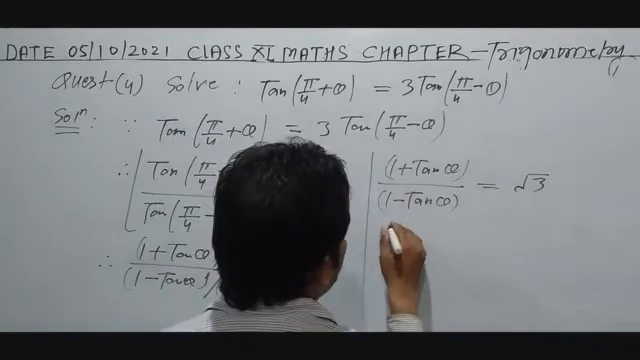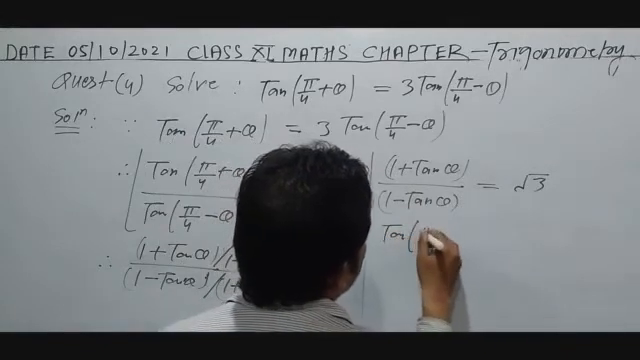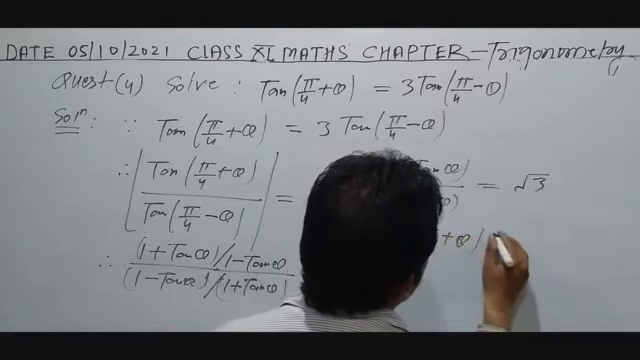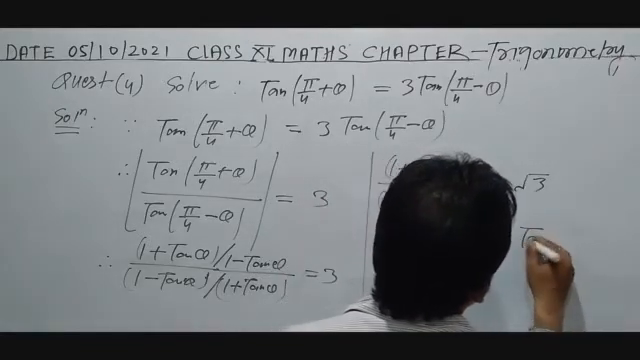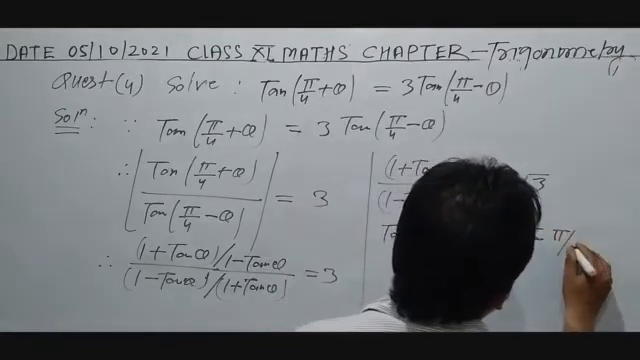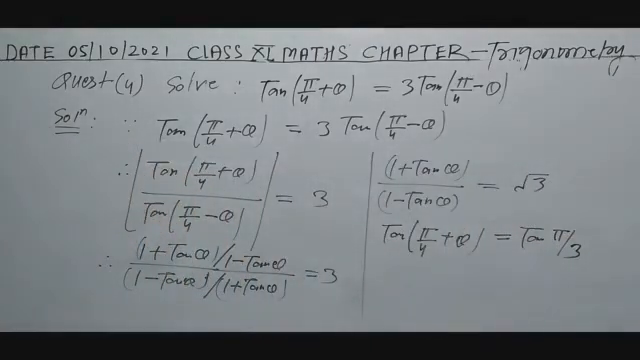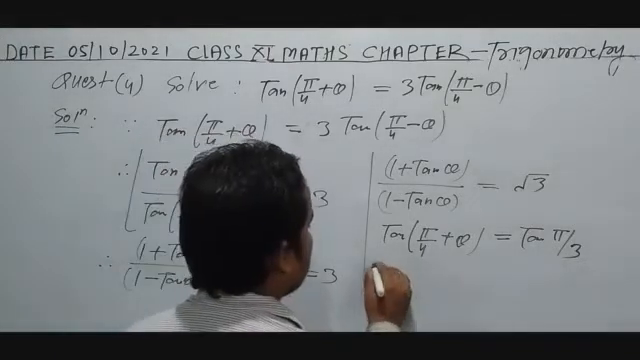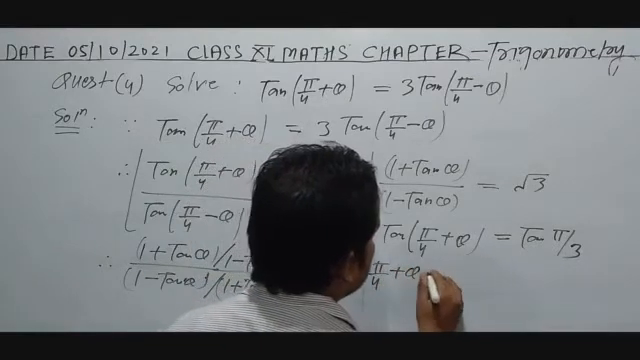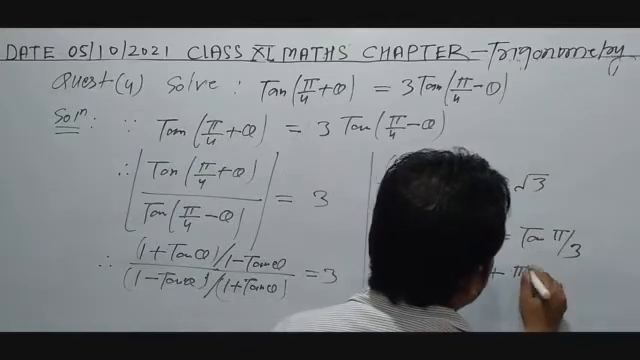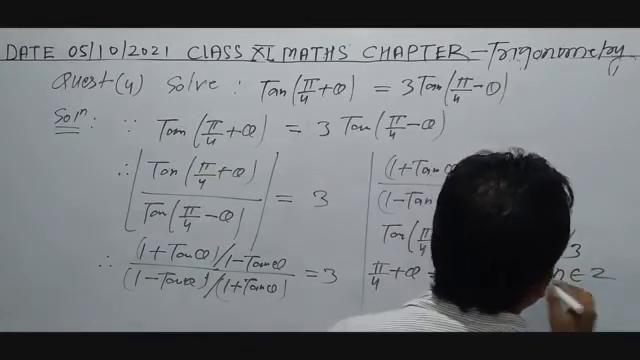So this is the formula of tan of pi by 4 plus theta, and it is equal to tan of pi by 3. Now when you calculate theta, what value will you get? Pi by 4 plus theta is equal to n pi plus pi by 3, such that n belongs to integer.